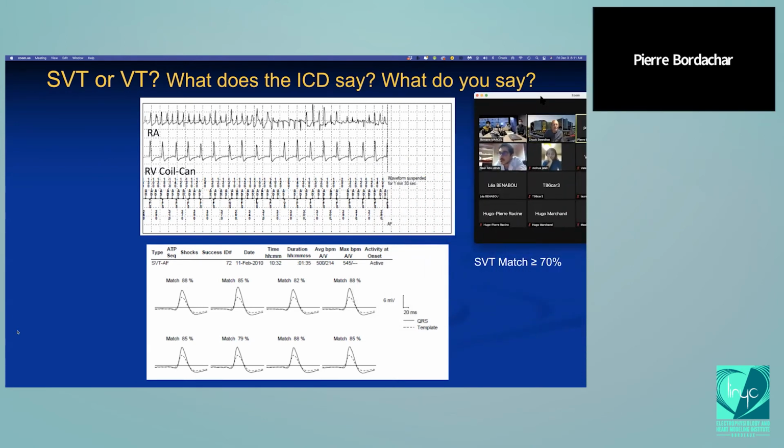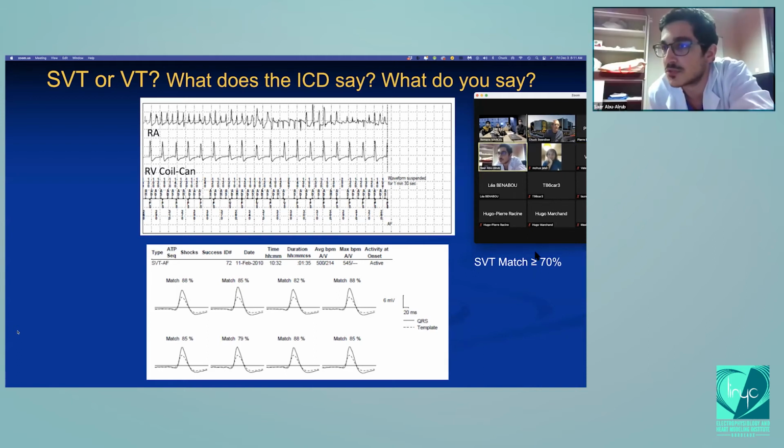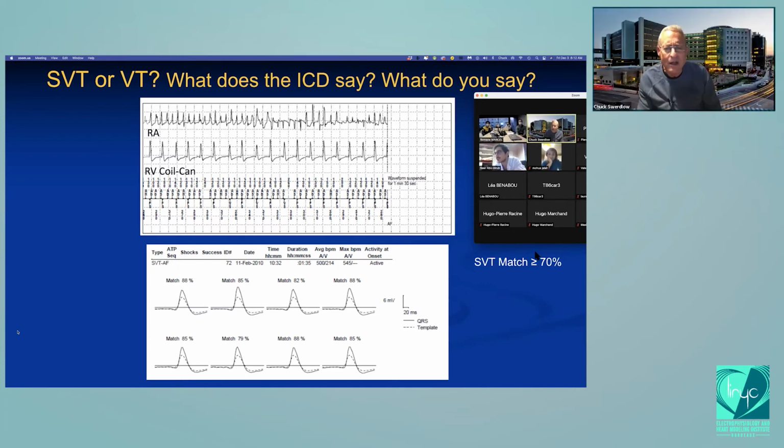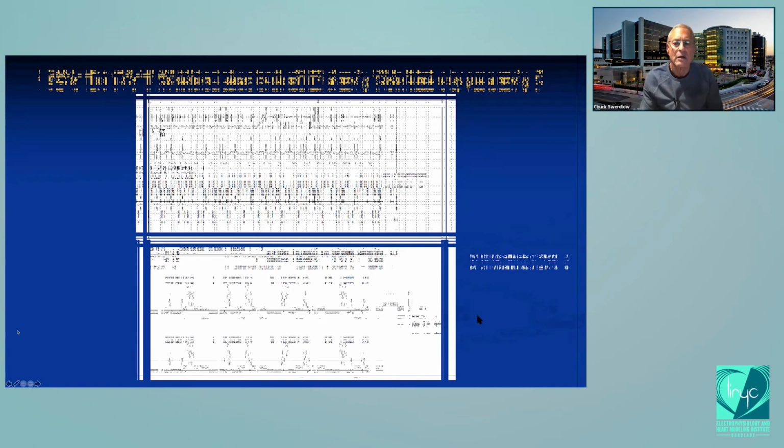Okay, to me the rhythm is irregular. The algorithm matching is close to SVT. I go for SVT. Right, so excellent. Couldn't have done better myself. So this is conducted atrial fibrillation, right? And it's correct because we see there is some beat to beat variation in electrogram amplitude, but almost no variation in electrogram morphology, right?